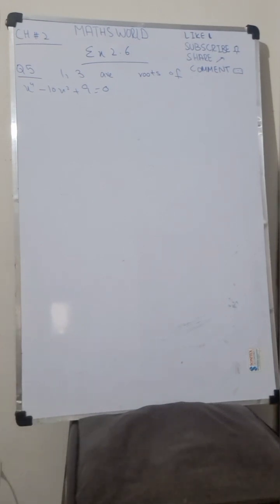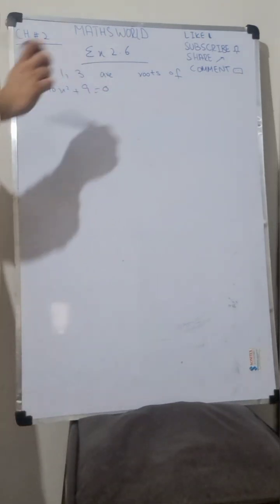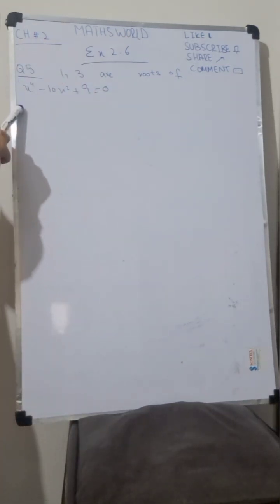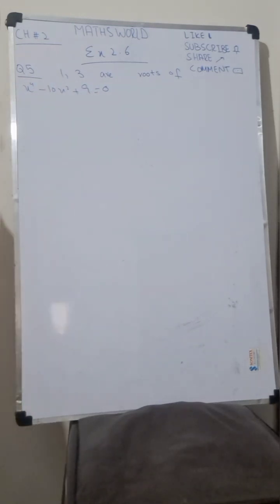Today we will discuss exercise 2.6 question number 5. 1 and 3 are roots of the equation x^4 - 10x + 9 = 0. So what you will do, you're going to find the value of x also.